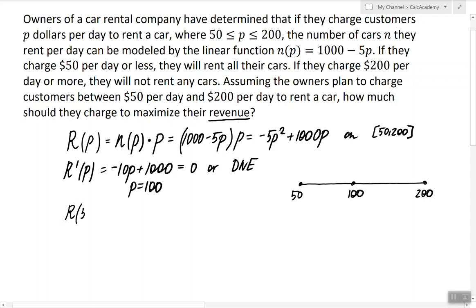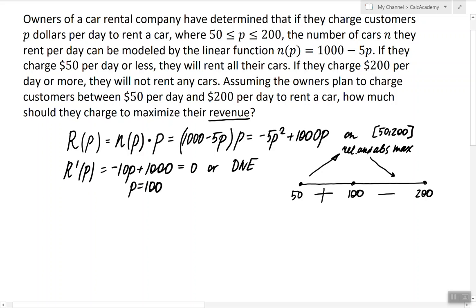R of 50, or actually, instead of evaluating the function, we can do the sign chart of the derivative, right? When p is greater than 100, the derivative is negative, and when p is less than 100, the derivative is positive. With this knowledge, we don't have to evaluate the function at 50 and 200, because clearly we have a relative and absolute max at 100, right?